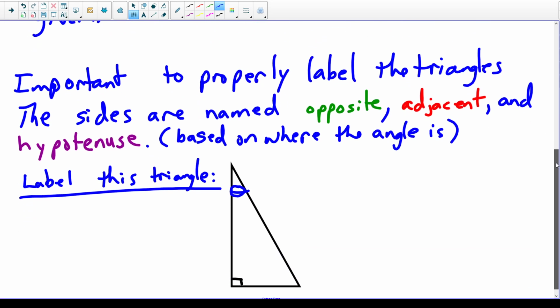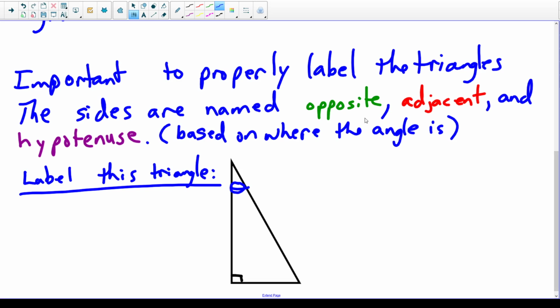If you are given an angle, there are 3 sides that you have to label from that angle, but only 2 sides that are going to be worked with. I'm going to label all 3 sides right now, but when we get into the actual problems, you'll see that I'm only going to be labeling the 2 sides that we're working with. So how do you know which side's the opposite? How do you know which side's the adjacent? And how do you know which side's the hypotenuse?